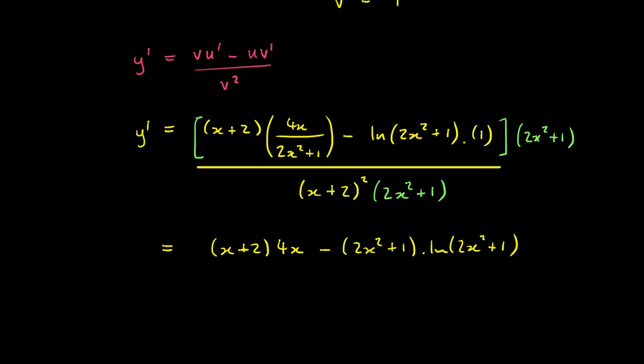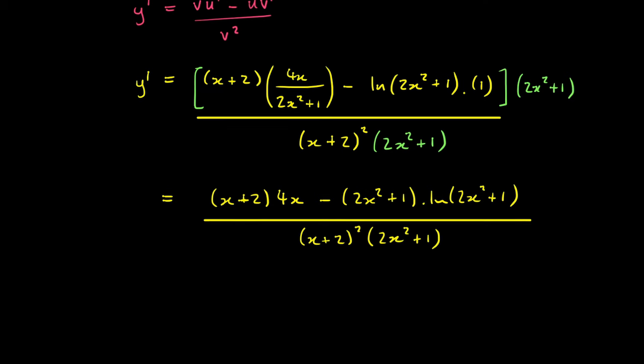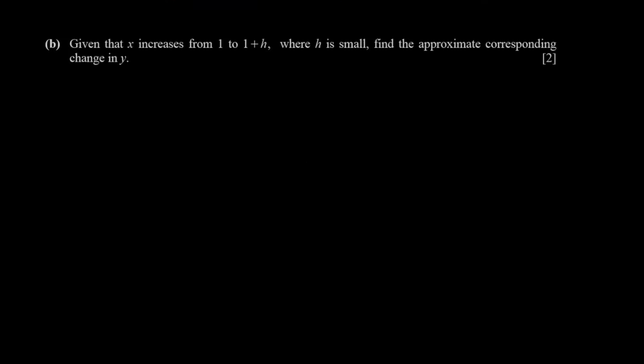Okay, and then that's all going to be divided through by (x plus 2) all squared times (2x squared plus 1). All right, so that should be our derivative for part A. Now, part B: given that x increases from 1 to 1 plus h, where h is small, find the approximate corresponding change in y. If you read a question and you see approximate change in x, approximate change in y, then basically you're going to need to use this formula.